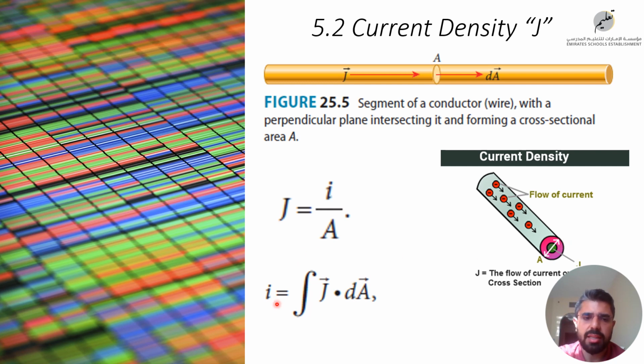Or you can write the equation in another way, where the I, the current, is equal to the integral of J, which is the current density, multiplied by dA. Okay, if you go to Classkick, there is a small question regarding this equation.